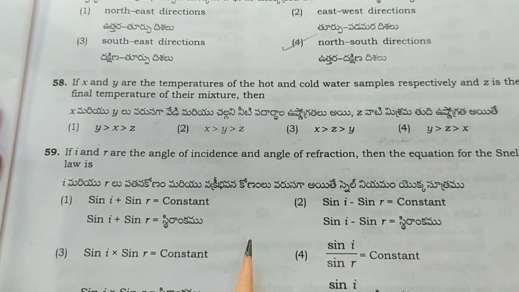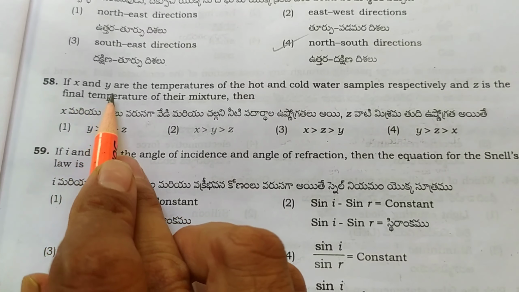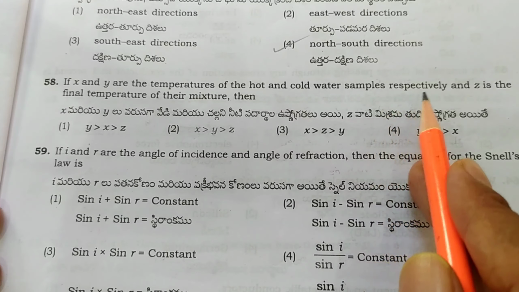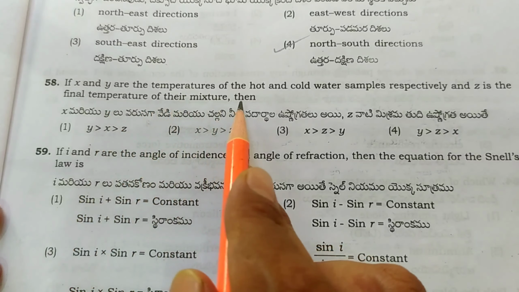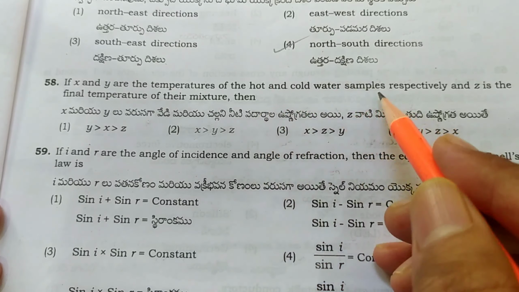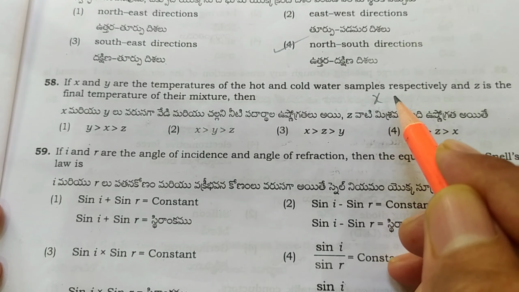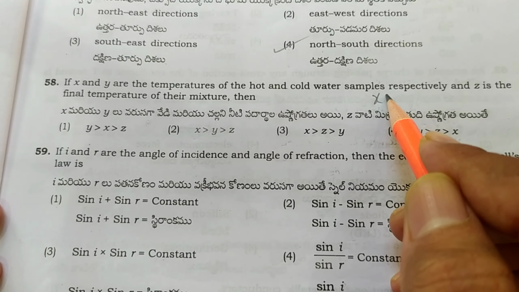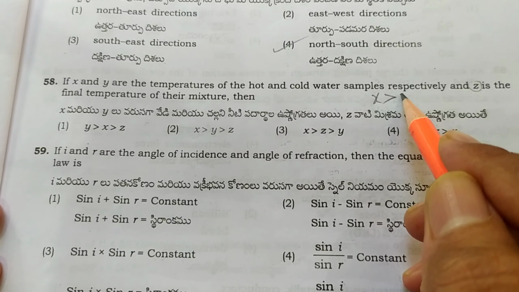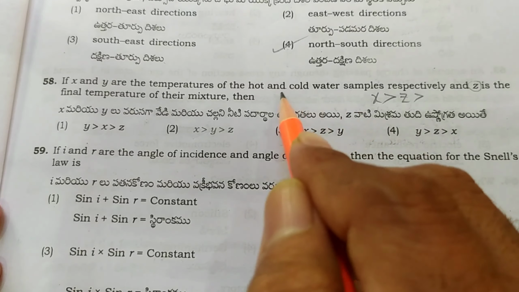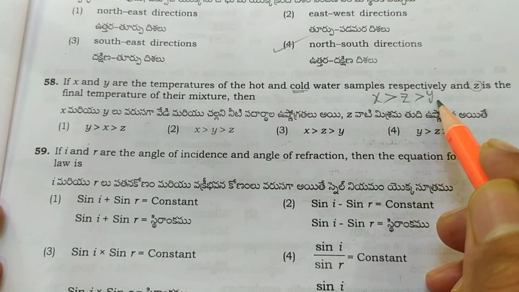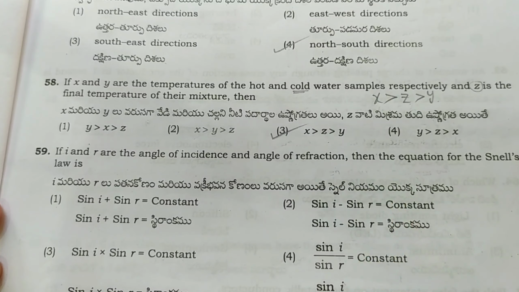Now question number 58. If X and Y are the temperatures of hot and cold water samples respectively, then Z is the final temperature of their mixture. Here X is for hot. So here hot has more temperature than the mixture, that is Z, and that is more temperature than the cold one, that is Y. So X is greater than Z greater than Y, that is option 3 is the right answer.